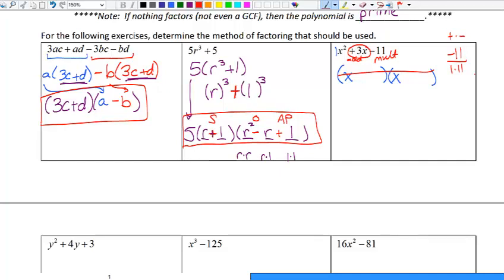So because there is no such numbers that do that, I'm going to cross off this method. There was no GCF. I couldn't factor using my methods for an easy trinomial. So therefore, I know that this problem is prime. I have done everything I could do, and nothing that I could do factors.